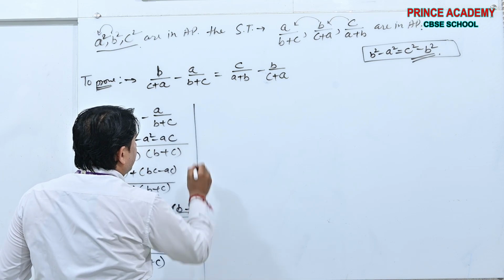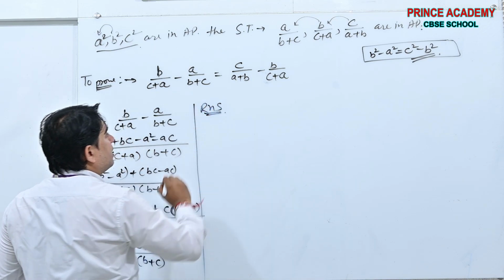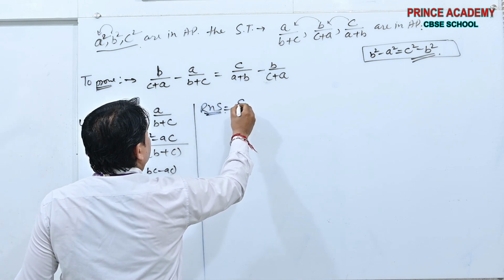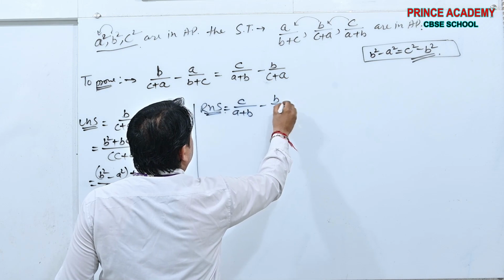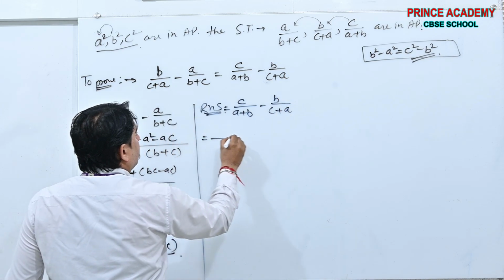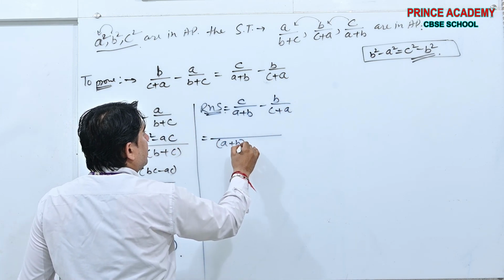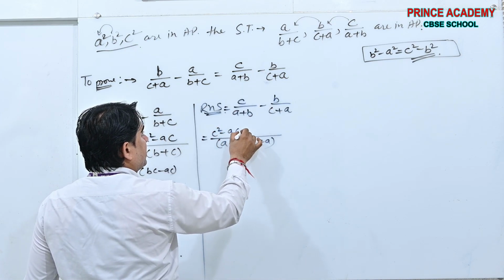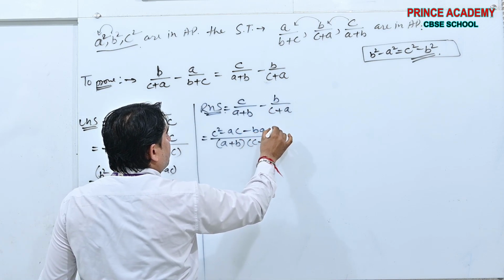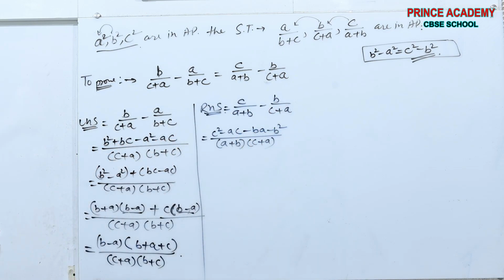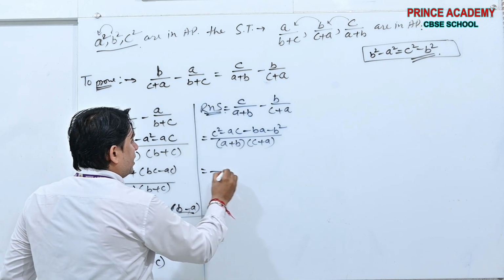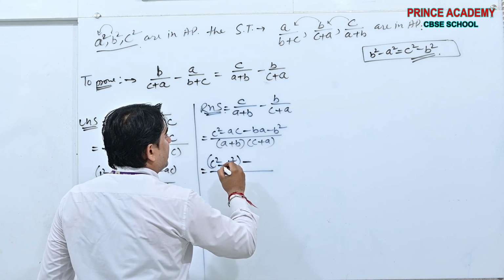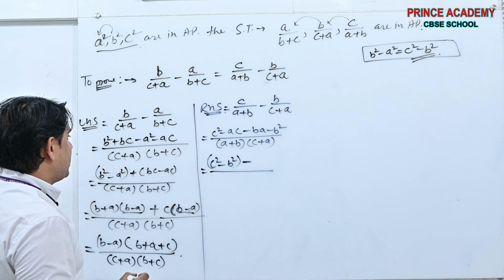Now see beta right hand side. Now everyone see right hand side. Right hand side, c by a plus b minus b by c plus a. Take the LCM, (a plus b)(c plus a). This into this, c square minus ac, this into this, minus ba minus b square. Okay, again the same procedure. Use c square minus b square together.